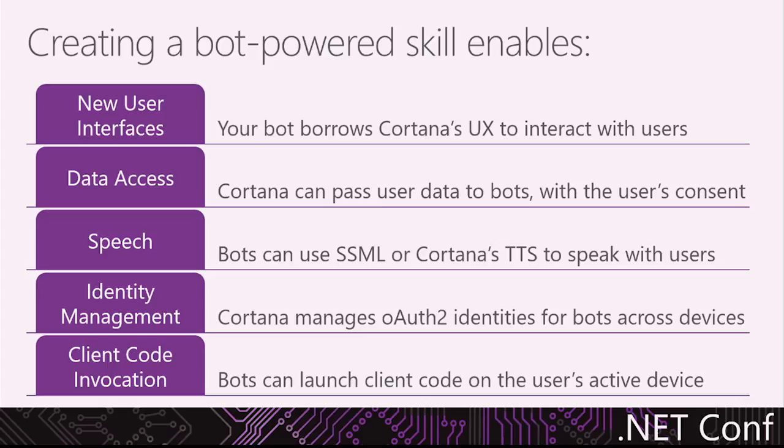We talked a little bit about what creating a bot-powered skill enables. We talked a little bit about new user interfaces, things like how these bots borrow Cortana's interface to interact with users. The bartender bot borrowed Cortana's UI to show that card, that square, with the drink information on the screen. You can also ask for user data from Cortana's notebook. Cortana's notebook is where she stores all of the information that she knows about you, and with your consent, she can pass it on to skills.